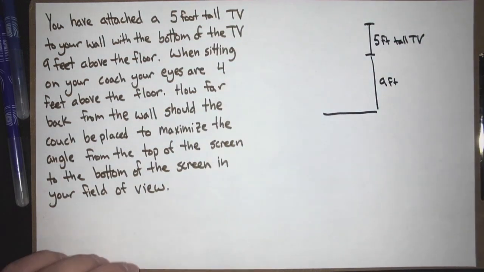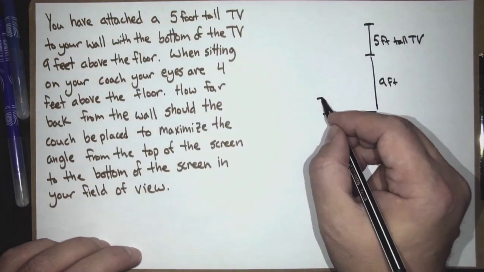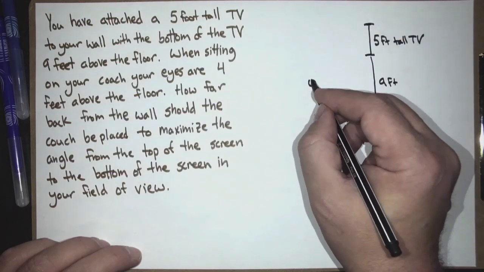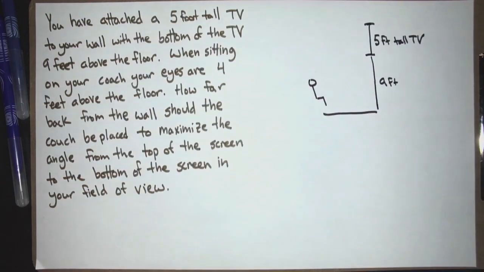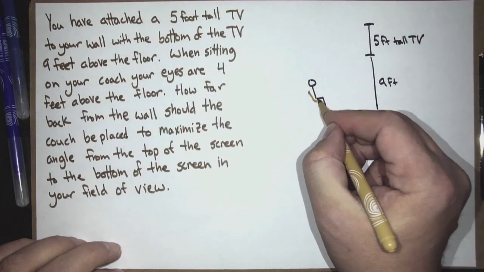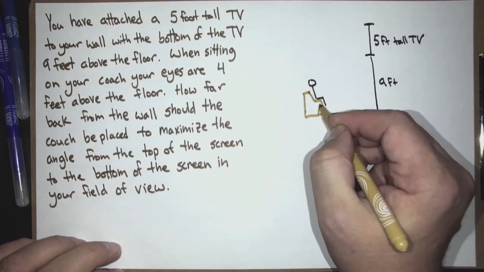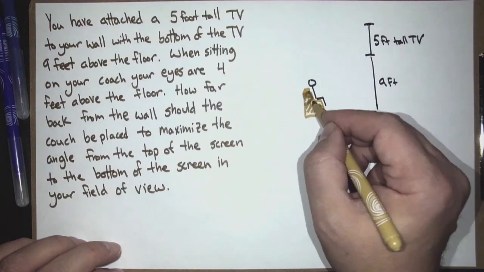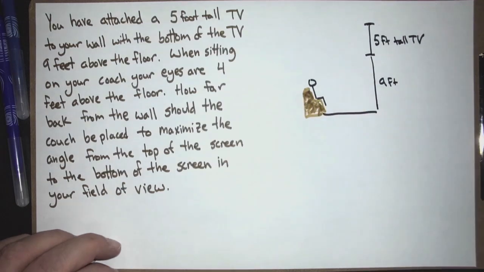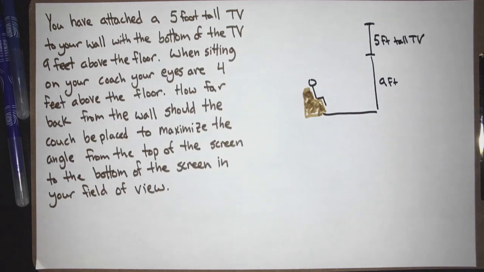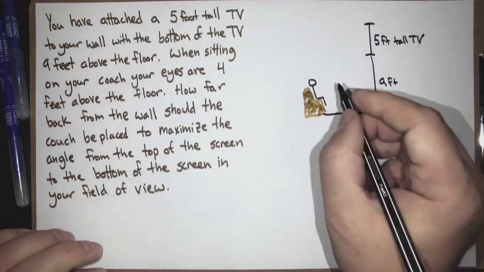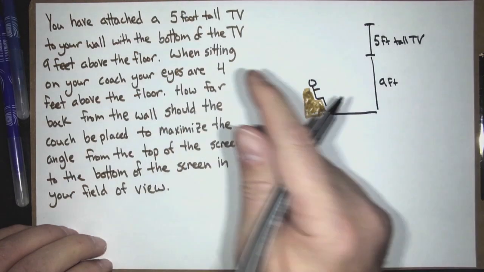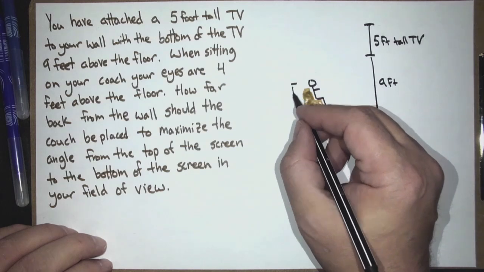When sitting on your couch, okay, so here we are sitting. We should draw the couch too, because otherwise, it won't be realistic. All right, so here we are. Here's our couch. All right, it's a leather sofa. We can afford it because we have that big wall. Okay, so as we're sitting, our eye level is 4 feet above the floor. So this is 4 feet up.